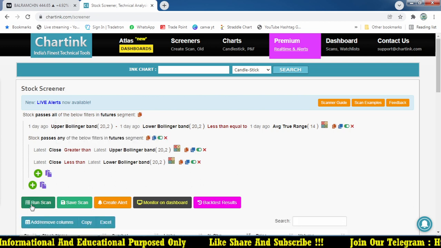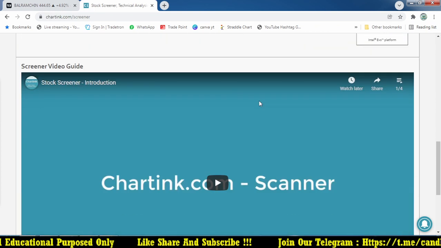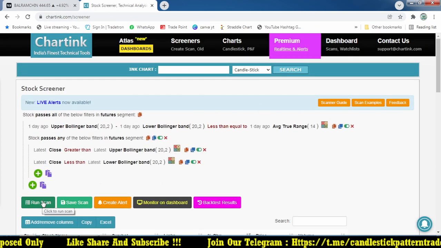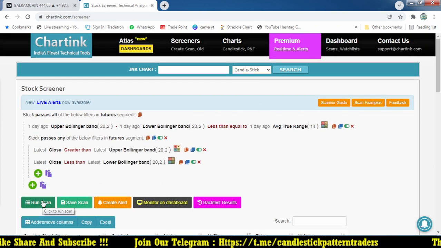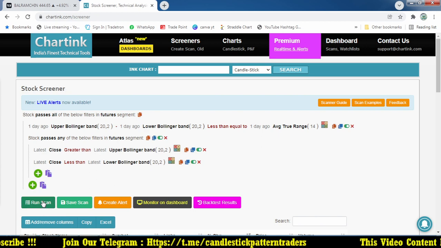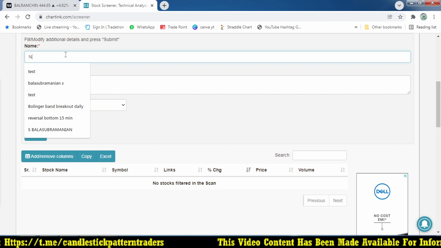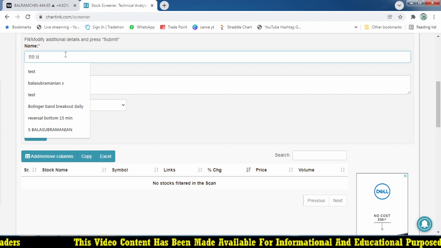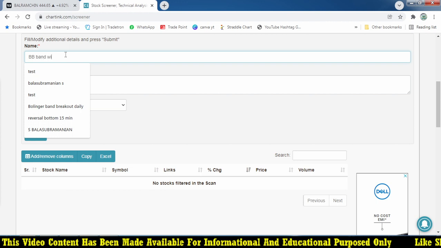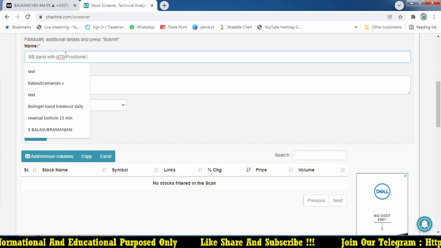So let me scan that. So we are using normal ATR. So let me try to save the scan with Bollinger Band. We will save Bollinger Band, BB Band, with ATR positional trade.